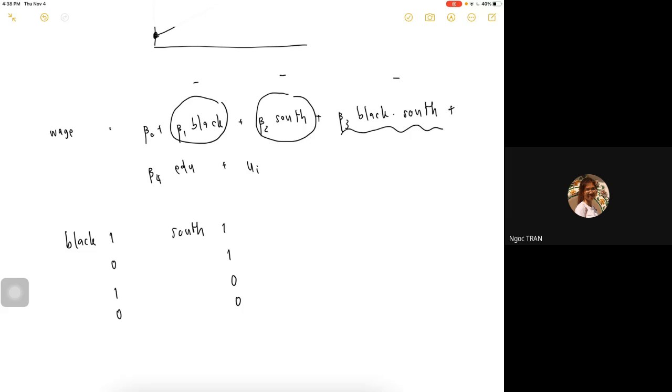And again, in the United States, most non-white people are more likely to live in the south part of the United States. So that's why our result tells us that most non-white people are more likely to have lower wage, and if they are living in the south, they will have a much lower wage than any other people living in different parts of the United States.